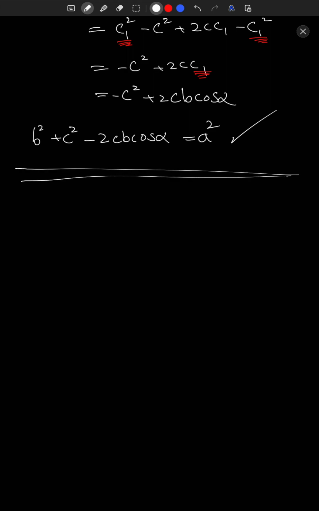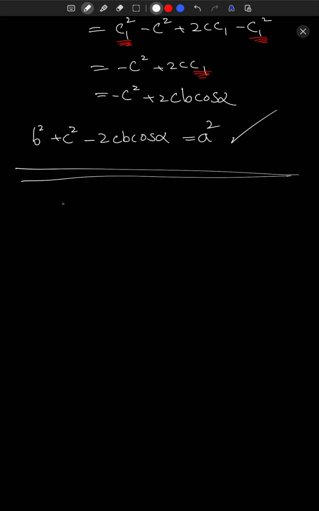Okay, so now let's use it. We're going to use the law of cosines to solve triangles. In particular, we want to use it to solve the two situations that were hard to handle with the law of sines. But before we do that, let me clear something up.